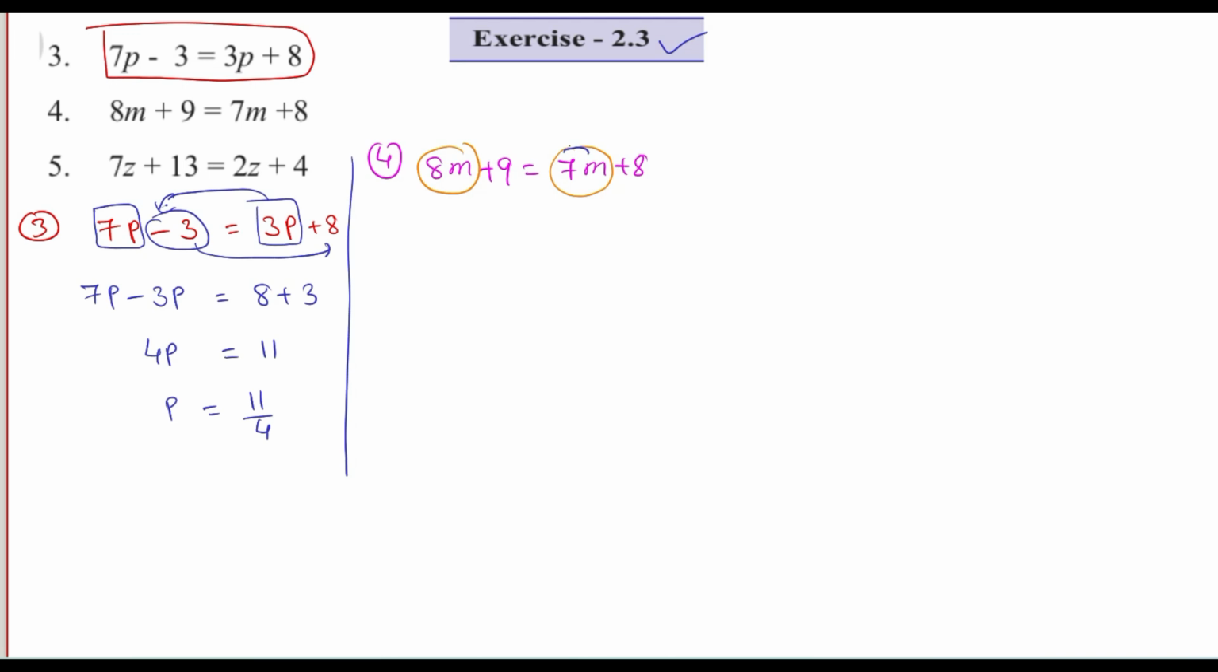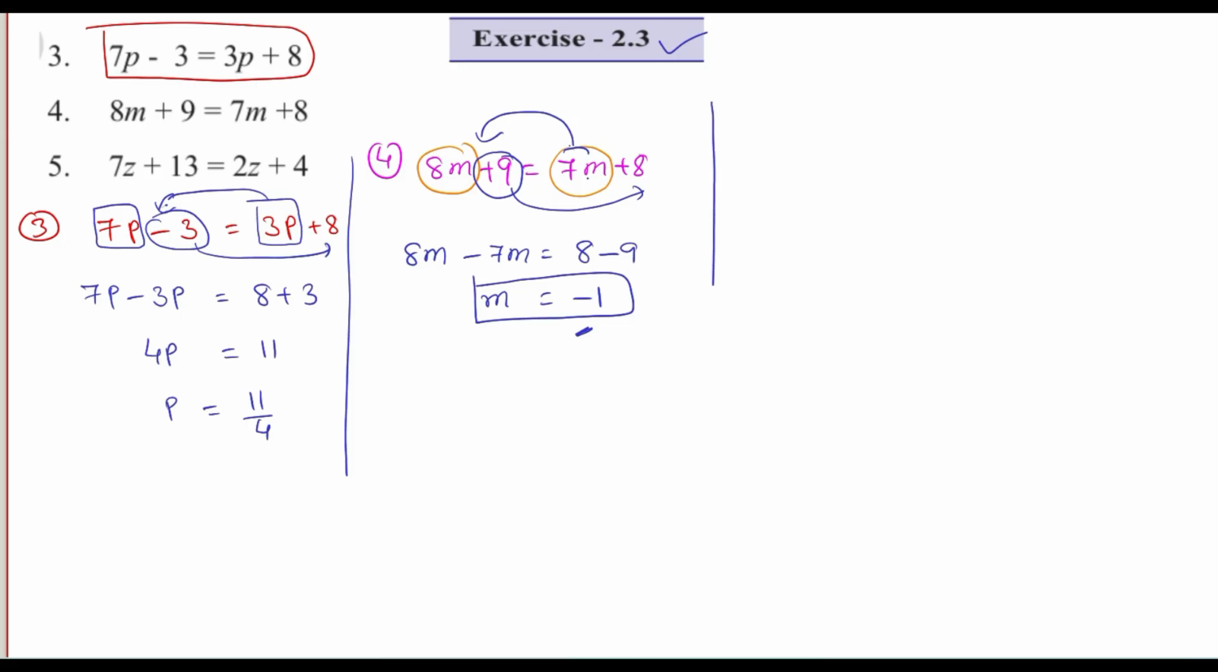As 7m is smaller than 8m, transposing 7m to the other side makes it negative. Similarly, transposing the constant plus 9 to the other side makes it negative. So 8m minus 7m is equal to 8 minus 9. 8m minus 7m is m, and 8 minus 9 is minus 1. So the value of m in the given equation is: m is equal to minus 1.